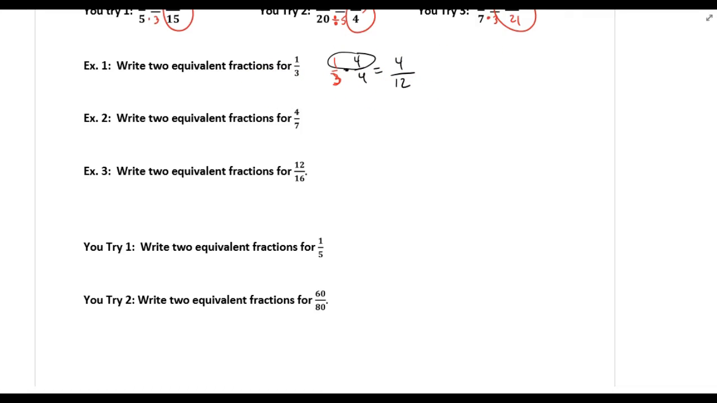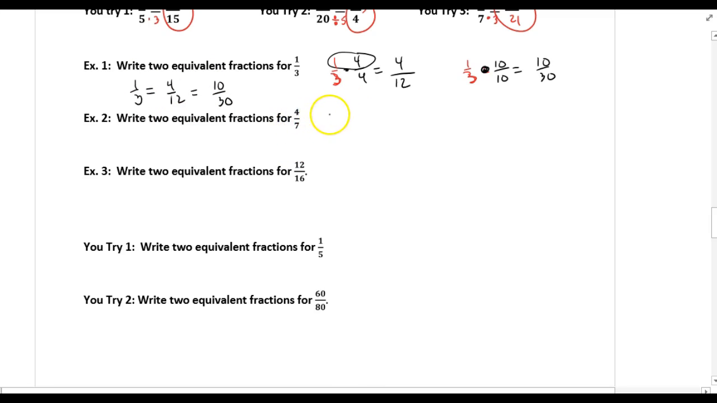Then I could also take 1/3, right? And multiply it by, say, I'm just going to make it difficult, multiply by 10 over 10. That would give me 10 over 30. So you could basically say 1/3 is equivalent to 4/12, which is equivalent to 10 over 30. These are all the same value.